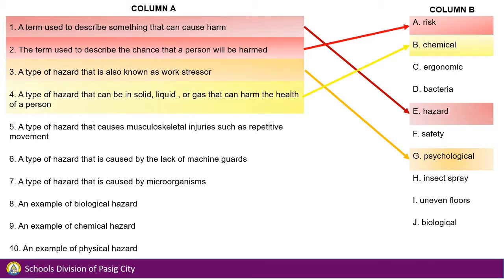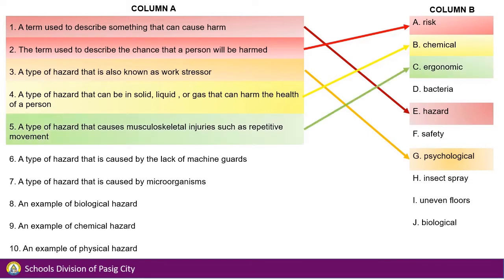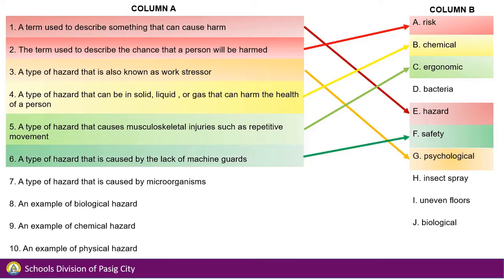Letter B. Chemical. Number 5. A type of hazard that causes musculoskeletal injuries such as repetitive movement. Letter C. Ergonomic. Number 6. A type of hazard that is caused by the lack of machine guards. F. Safety. Number 7. A type of hazard that is caused by microorganisms.